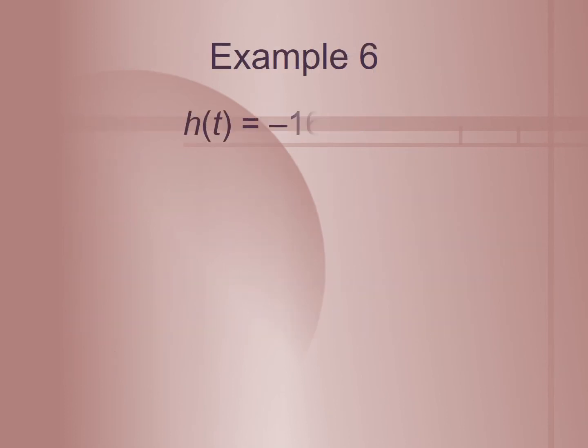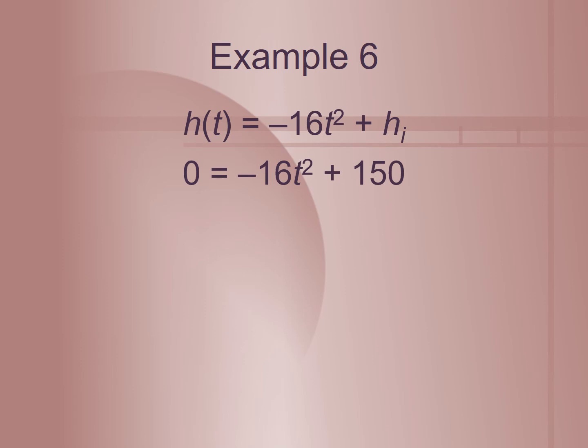Let's say that we have this function, and we want to know at what time the ball hits the ground, or the object hits the ground. So if the ball is hitting the ground, that means the height of the object is now 0. Okay, so what we can do is solve for t to figure out at what time the ball hits the ground, or what time the height is 0 feet.